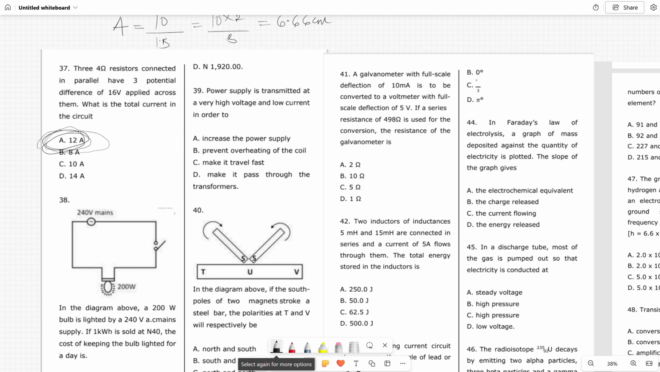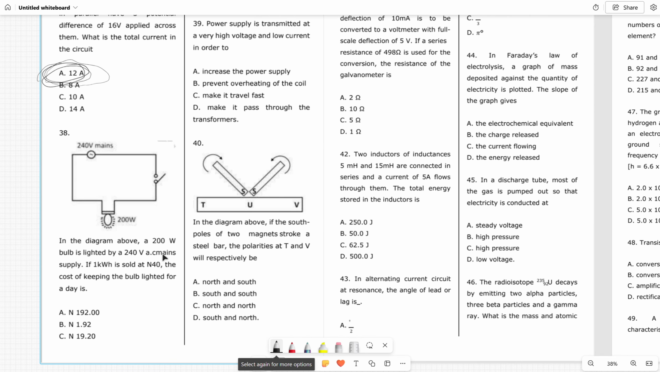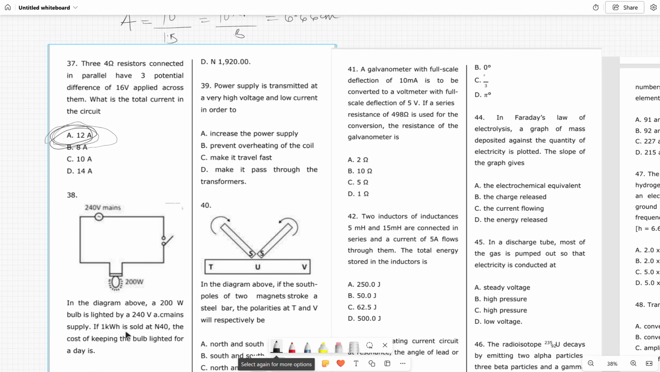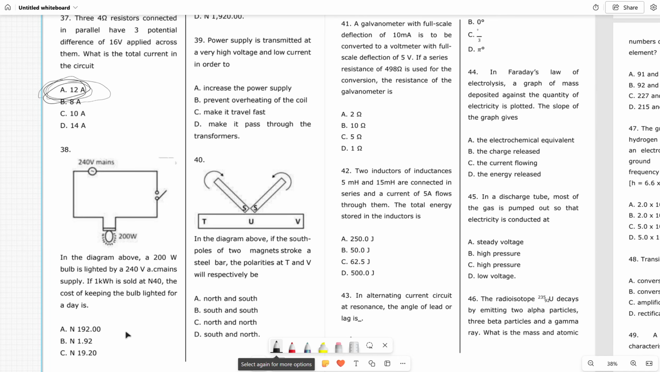Okay, so 38. In the diagram above, a 200-watt bulb is lighted by a 240 volts AC alternating current mains supply. If 1 kilowatt hour is sold at 40 naira, the cost of keeping the bulb lighted for a day is, and you have the options there as usual. Similarly, this is also coming from current electricity, but it has involvement with cost.